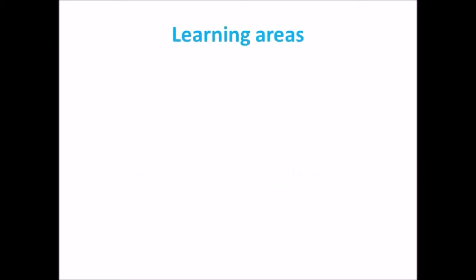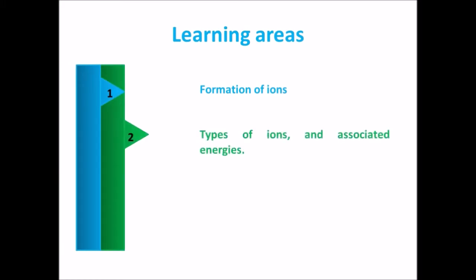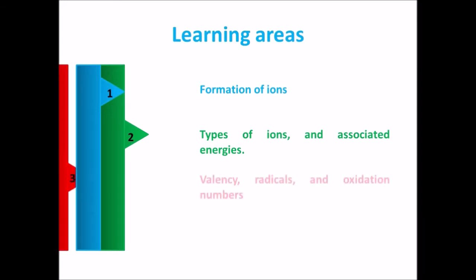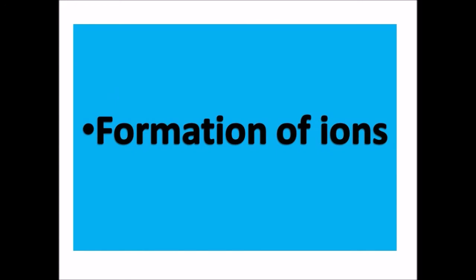In this video, we're going to learn the following. Number 1, formation of ions. Number 2, types of ions and associated energies. Number 3, valency, radicals, and oxidation numbers. And number 4, chemical formula. Let's start with the first one, formation of ions.